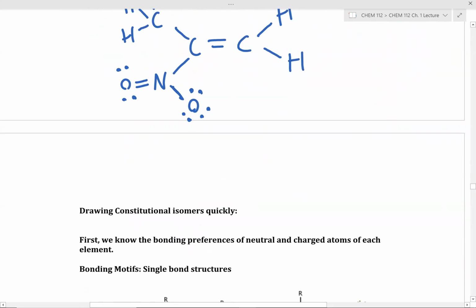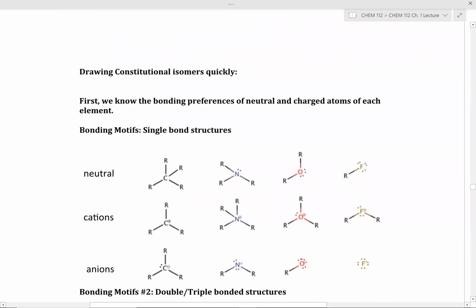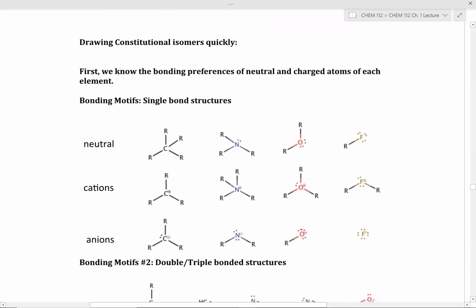So, to draw constitutional isomers quickly, I just want to remind everyone of the fact that we have tables upon tables of bonding preferences for each atom, for each formal charge. So we can utilize these bonding preferences to quickly string together our atoms, right? Because it tells us, for example, if we have a neutral carbon, we're going to need it to have 4 bonds.